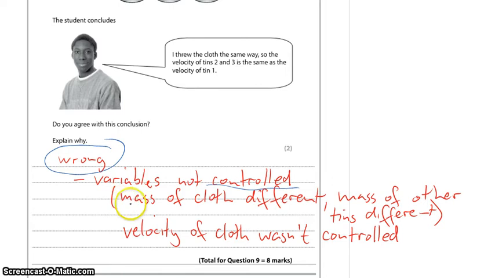So for example, the mass of the cloth might be different, maybe the mass of the tins that he was hitting is different, and we have no idea about whether he said he threw it in the same way, but we have no idea whether the velocity of the cloth is the same.